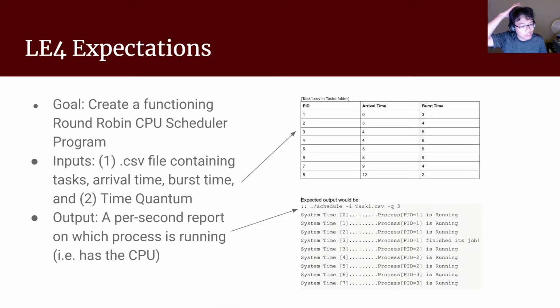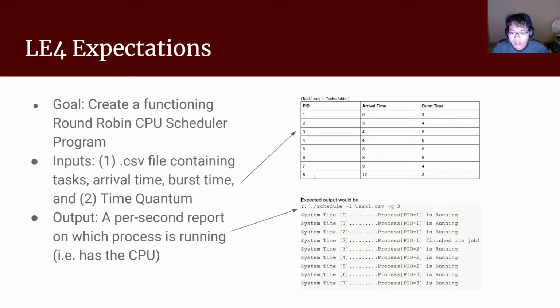So let's see, LE4 expectations. The goal is to create a functional round robin CPU scheduler program. It takes in a CSV input file containing the task, arrival time, burst time, and time quantum, and outputs a per second report on which process is running. All of this you can see right here.